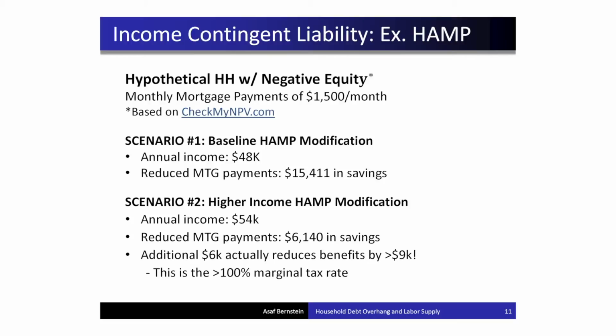So by earning an extra $6,000, they're actually losing $9,000 in benefits. And so when I talk about these tax rates, implicit tax rates in excess of 100%, this is exactly what I'm talking about. Okay? But the question is, empirically, do we see households responding to this? So the data they're going to use is pretty novel.